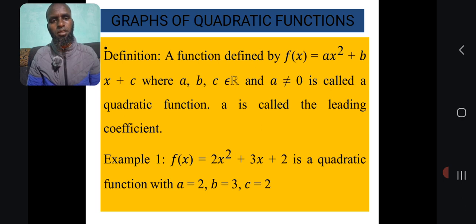When you see the first example, f of x equals 2x squared plus 3x plus 2 is a quadratic function with a equals 2, b equals 3 and c equals 2.